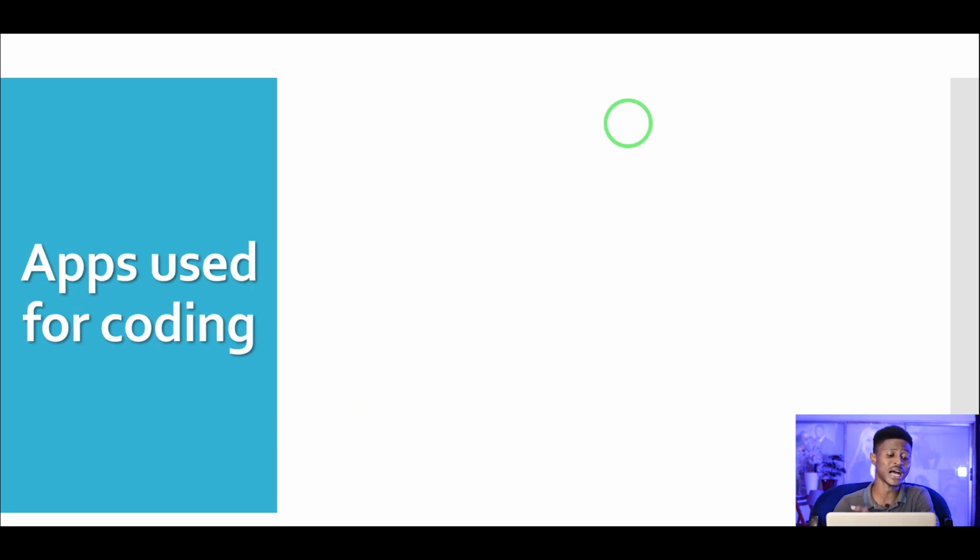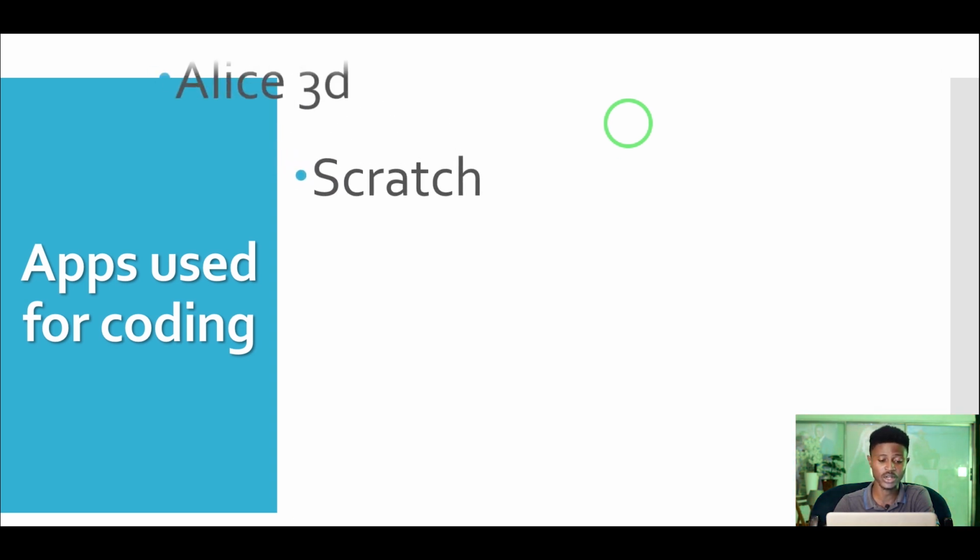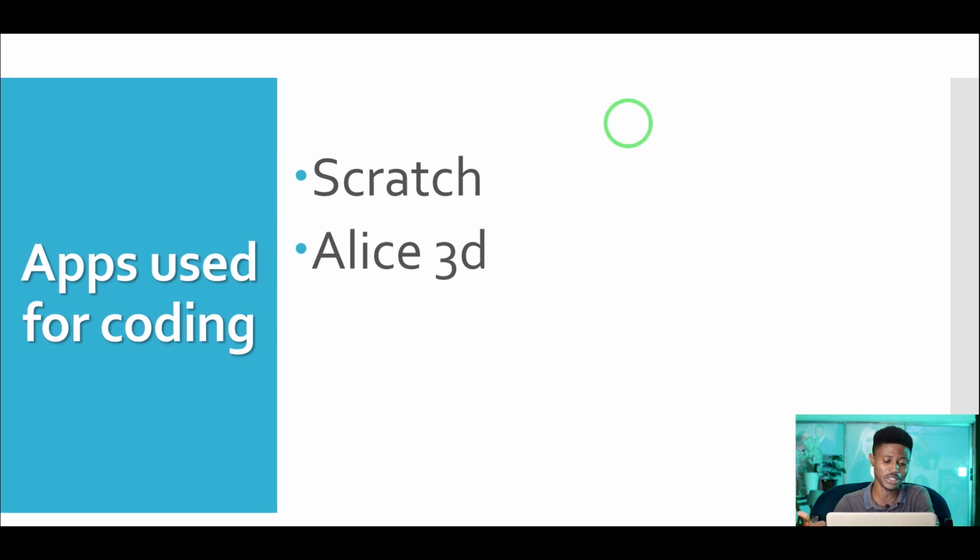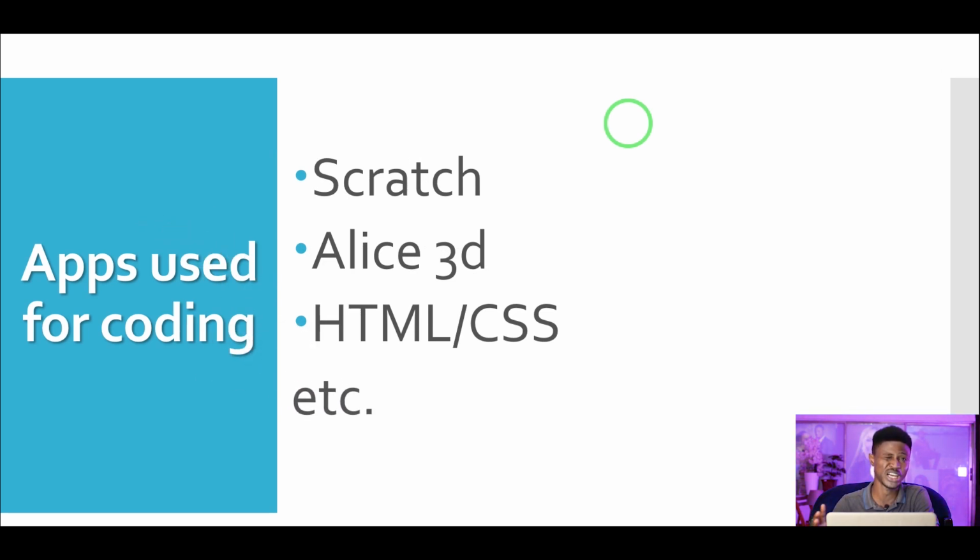Now, what are apps used for coding? Applications we can use for coding. One of them is the Scratch application. Another one is Alice 3D application. We have another one again, HTML or CSS. And there are many more. We're just mentioning these few. There are a lot of them. However, in our class today, we'll be talking mainly about the Scratch application.